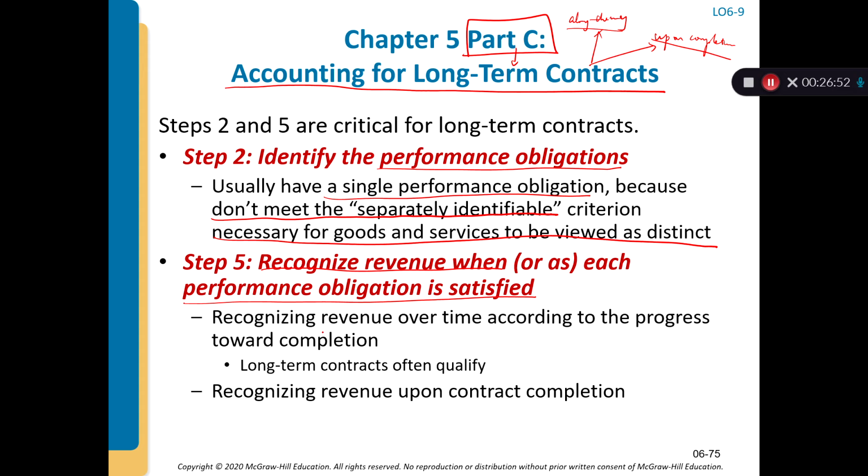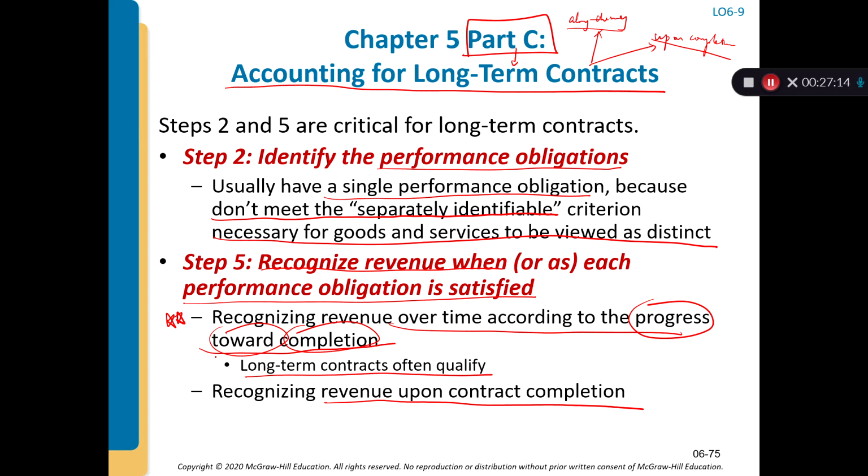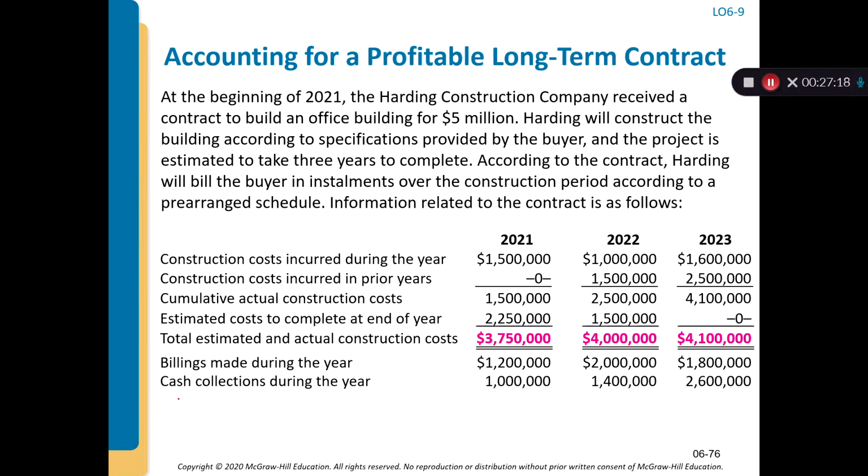Therefore, recognizing revenue over time according to the progress of completion is the method or principle that we're going to use for long-term contracts. A long-term contract often qualifies to recognize revenue over time according to progress towards completion. We either recognize revenue this way, or recognize the revenue upon completion.